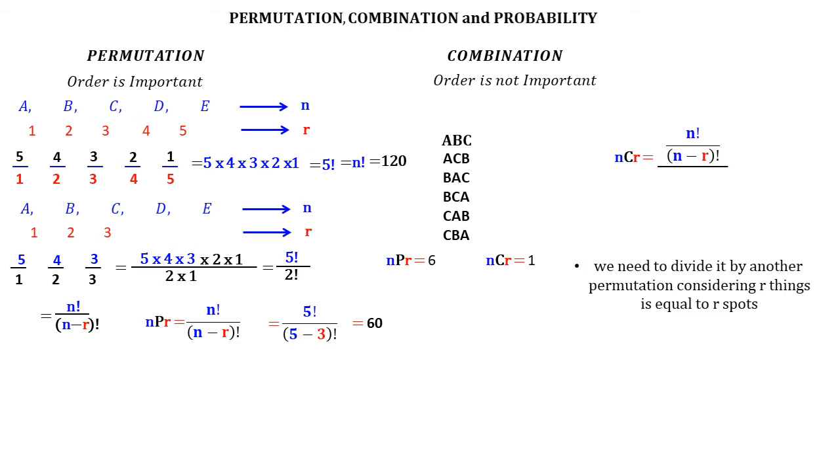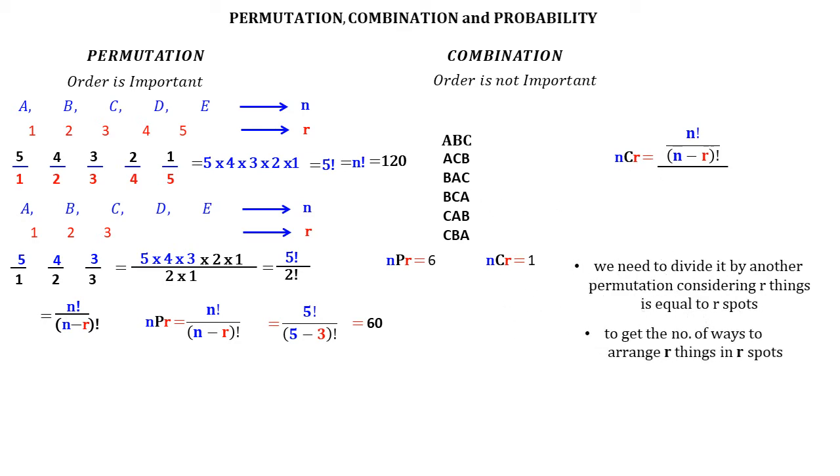Gaya nga dito kanina, parehas din dito, r things is equal to r spots, which is equal to 3 para dito sa scenario na to. And, ang magiging formula niyan is n factorial over r factorial. Pero, paano ba nakuha yung r factorial? So, ipakita natin kung paano nakuha yung r factorial.